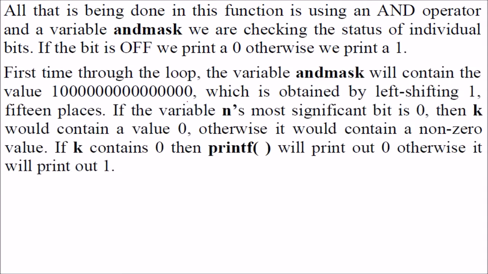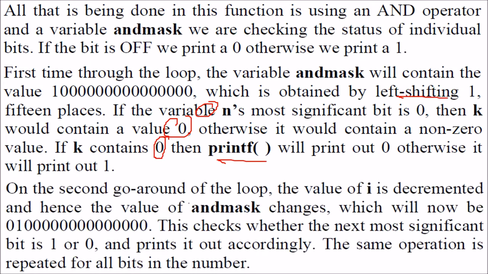So this is the AND mask, and as we just said, you are left shifting by 15 places. If in the variable N the most significant bit is 0, K would contain a value 0, otherwise it would contain a non-zero value. So if K contains 0, then the printf will print out 0, otherwise it is going to print 1. In a similar way, you go for the second loop, this I is decremented again, hence this AND mask changes every time.